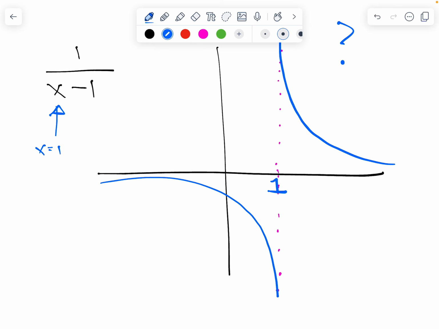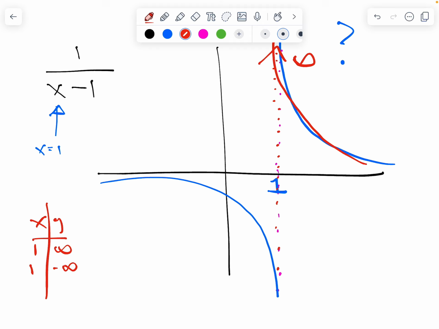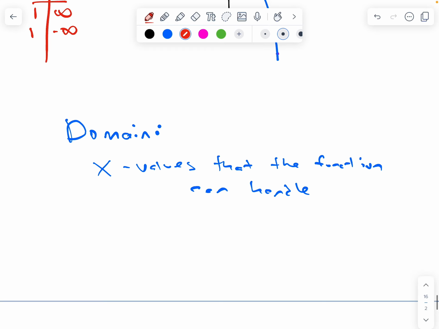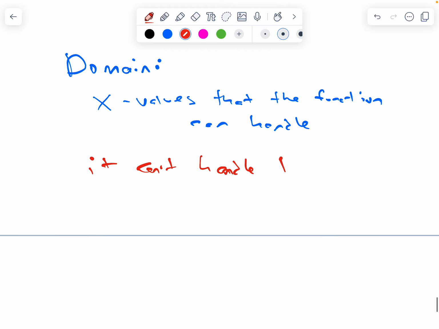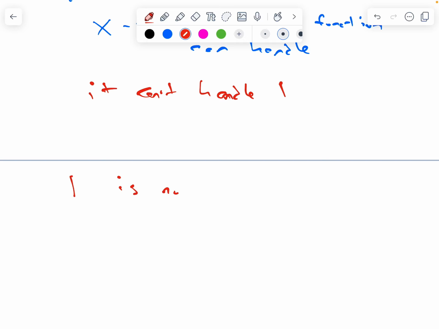So now the question, is this equation a function or not? You have this point right here. At this point, if my x and y table, if I plug a 1 into my table, 1 in this way is going up to infinity, and 1 is also going to -infinity. So immediately you'd be like, well, it's not a function because 1 produces two different outcomes. But domain are the x values that the function can handle. It can't handle 1. So 1 is not in the domain.